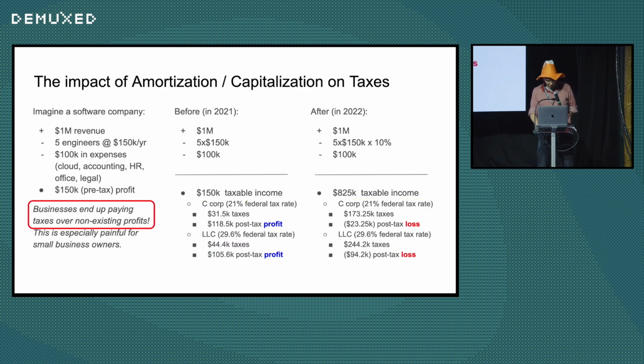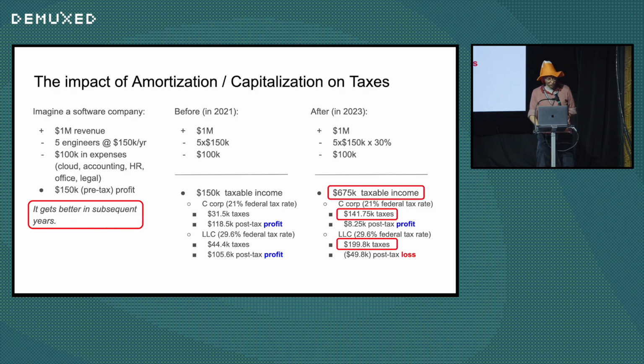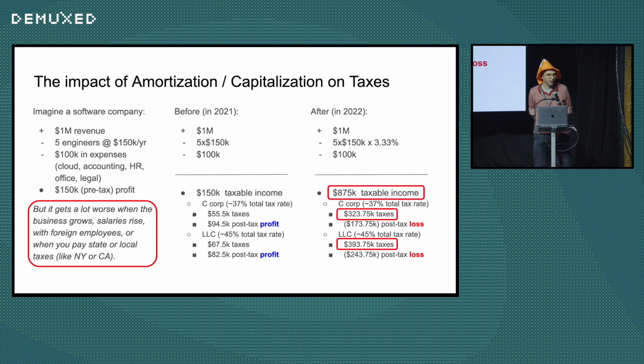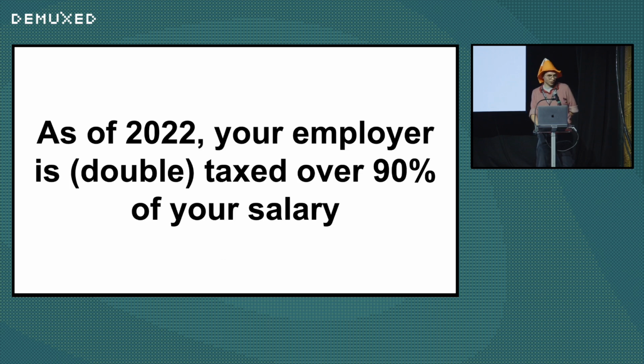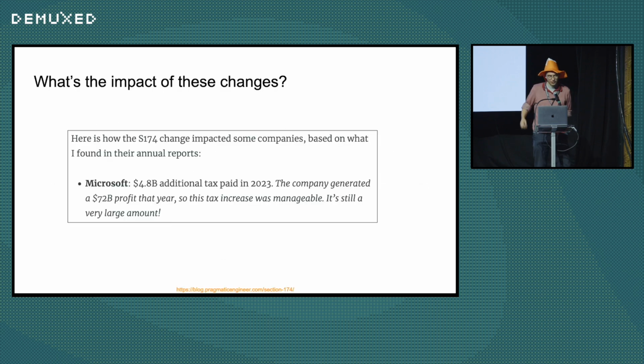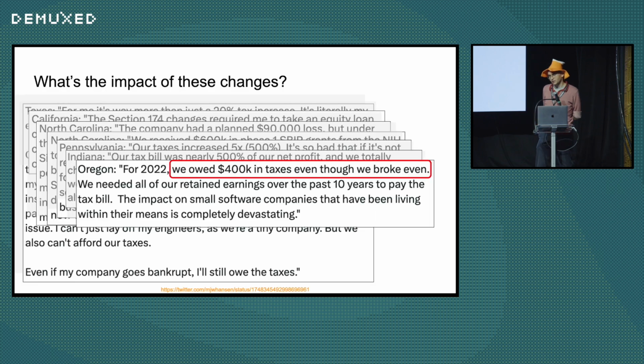This gets a little bit better in subsequent years, but it's a lot worse if you are in New York or California, where you pay local taxes also. In the worst case, you can end up paying 400K in taxes, over $1 million in revenue, not profits. And that is why we were all fired, because big businesses, they just fire and they pay taxes and it's fine. But small businesses, their margins are lower, their rates are higher, and so they can be in serious trouble.